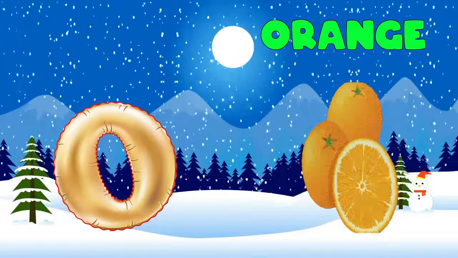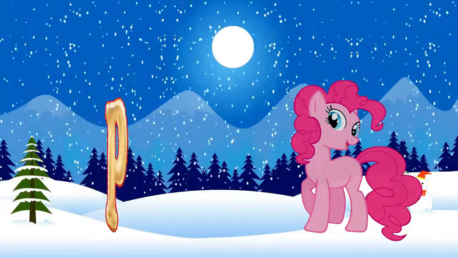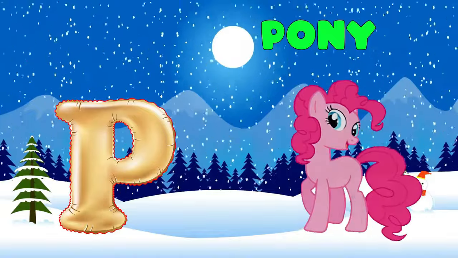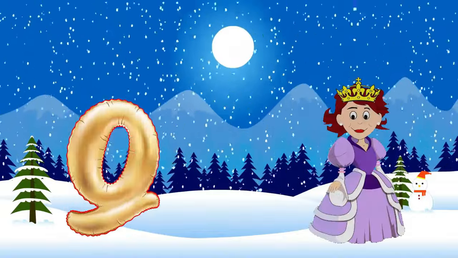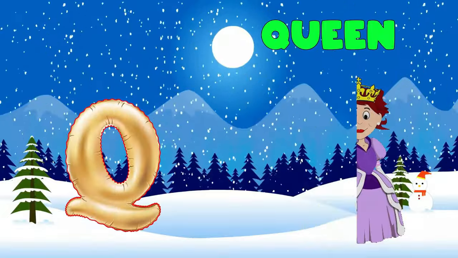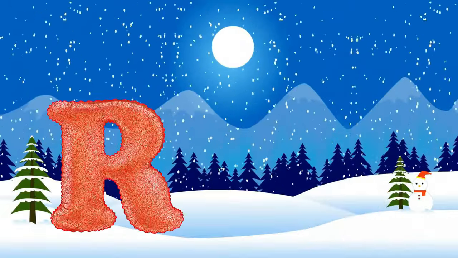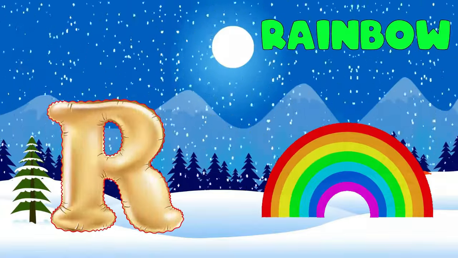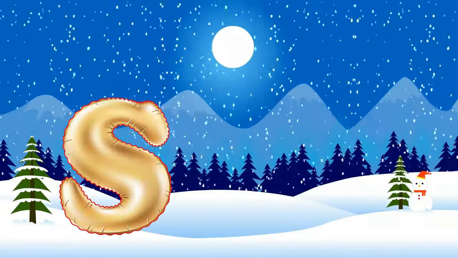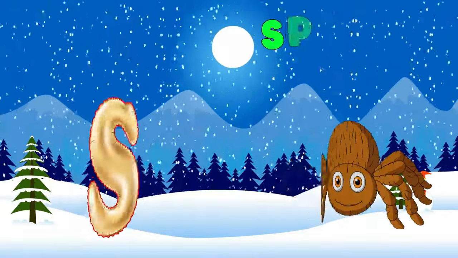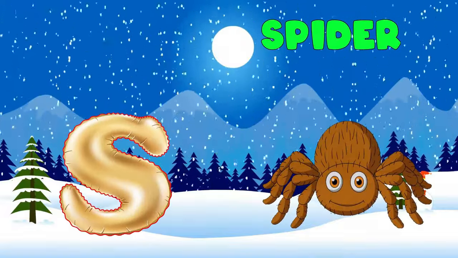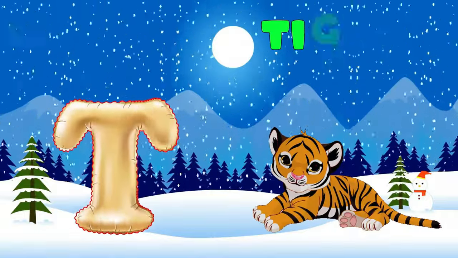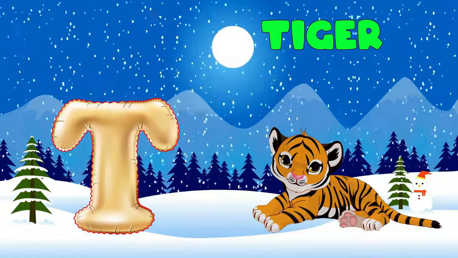O, orange. P is for pony. P, P, pony. P, P, pony. P, pony. Q is for queen. Q, Q, queen. Q, Q, queen. Q, queen. R is for rainbow. R, R, rainbow. R, R, rainbow. R, rainbow. S is for spider. S, spider. S, spider. S, spider. T is for tiger. T, T, tiger. T, T, tiger. T, tiger.